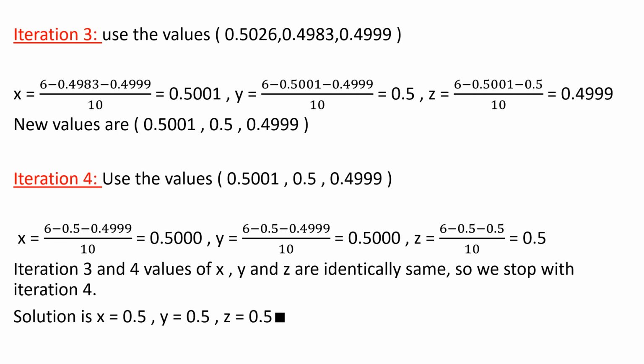So in iteration 4, we use this ordered pair. So x becomes 0.5, y becomes 0.5, z also becomes 0.5. Now you can see iterations 3 and 4 are almost equal, 0.5, 0.5, 0.5. So we can stop the process here. So the solution, x is equal to 0.5, y is equal to 0.5 and z is equal to 0.5, is the solution.